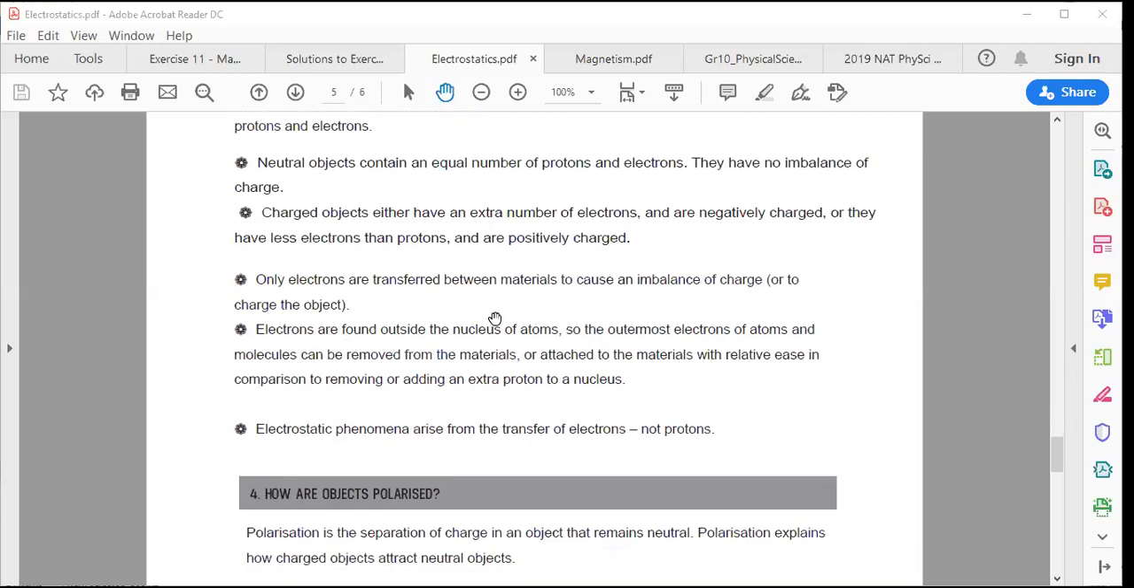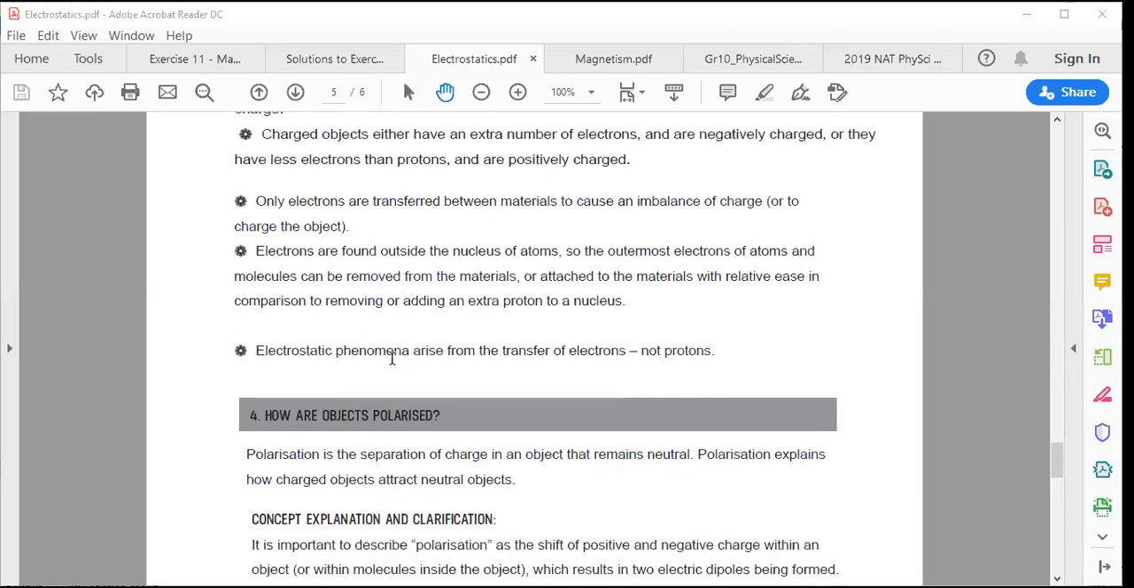Electrons are found outside the nucleus of the atom, so the outermost electrons of the atoms and molecules can be removed from the materials or attached to the materials with relative ease in comparison to removing or adding an extra proton to a nucleus. So it's not the protons that move, it is the electrons. Electrostatic phenomena arise from the transfer of electrons and not protons.